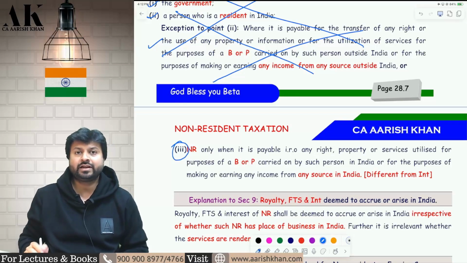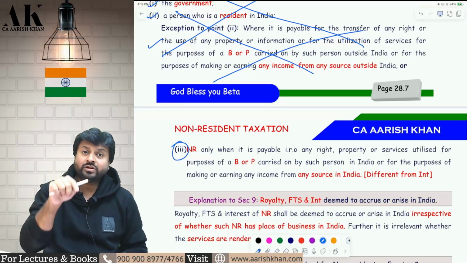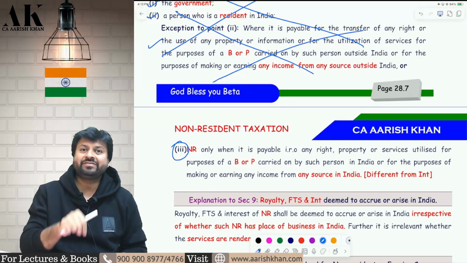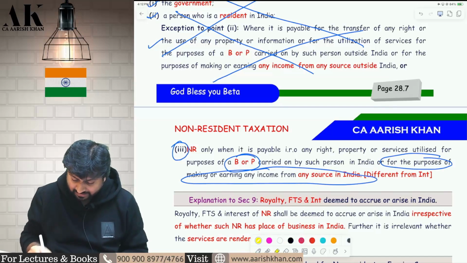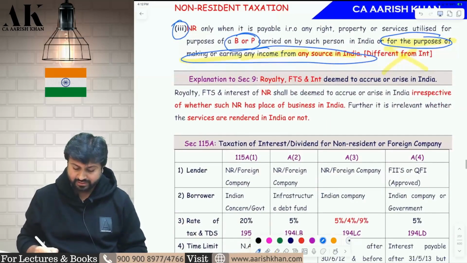So how is this point different? This point is different from interest, because for interest, when a non-resident pays interest to another non-resident, it is only accrued in India if the money is used in India for business and profession. But for royalty and FTS, not only business and profession is mentioned, but also the purpose of earning or making any other income. This sentence which I am highlighting was not there in interest. This is how interest is different from royalty. I hope it is clear to all of you.